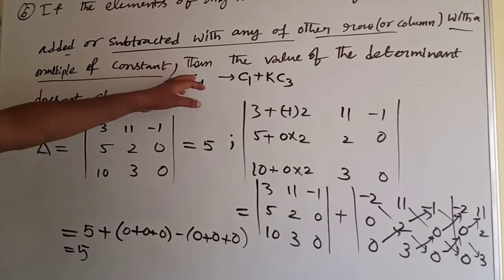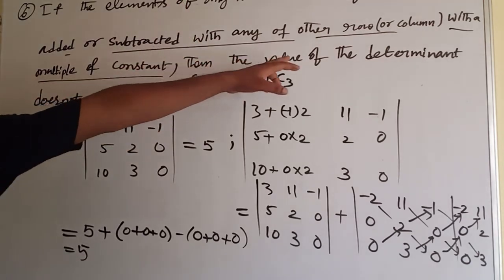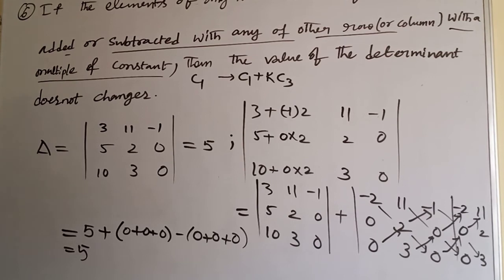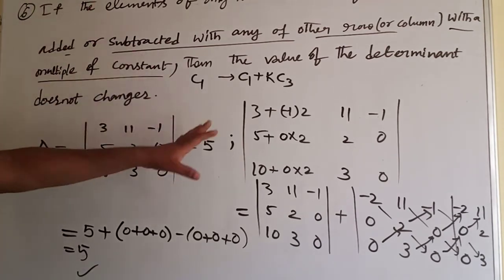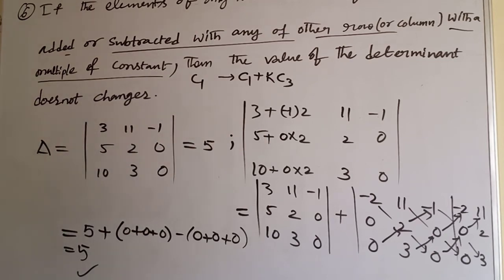So this is the meaning of this property: the value of the determinant does not change. Is there any change in this value? No change. So that is about your sixth property. Let's move on to the seventh property now.